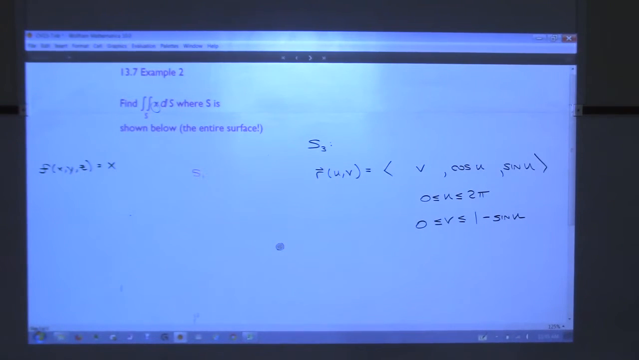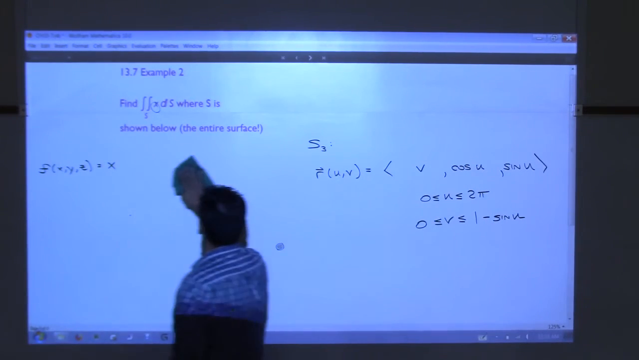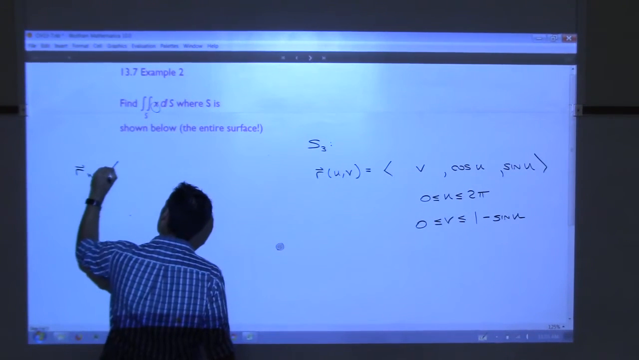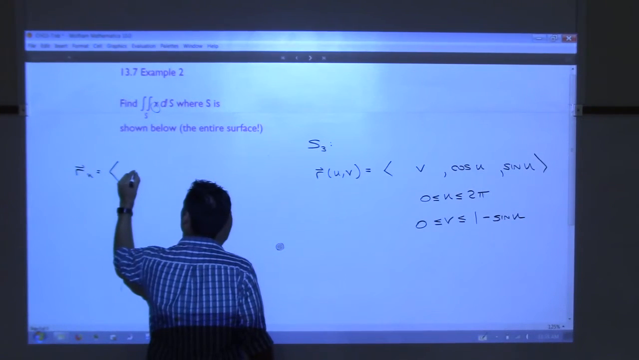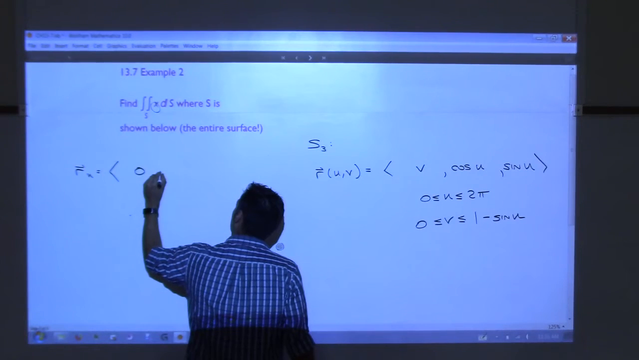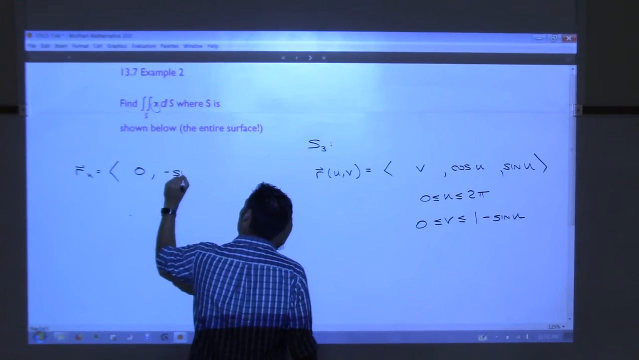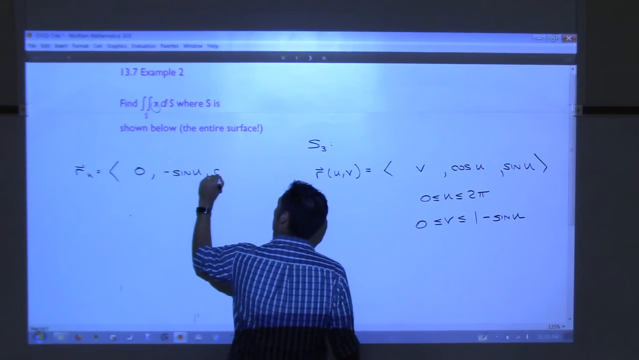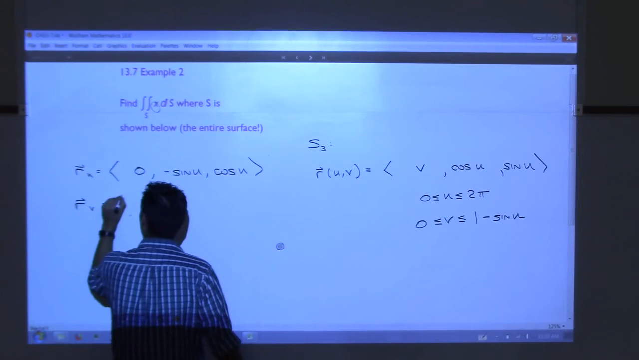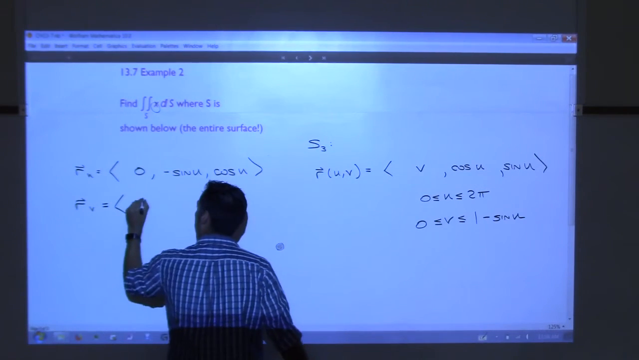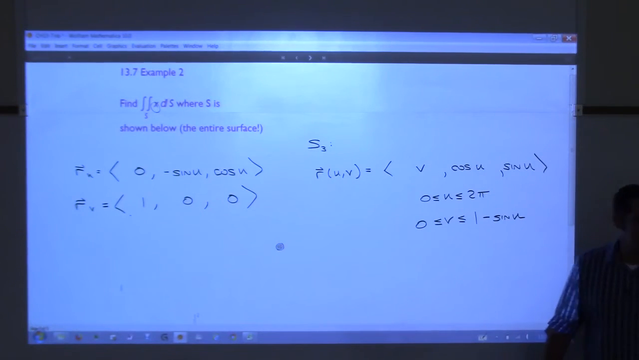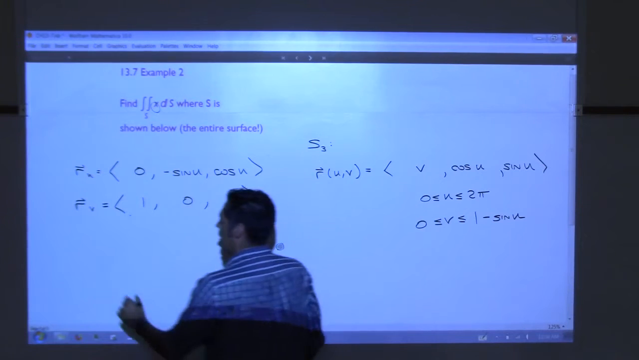Okay, partial of r with respect to u is a vector. The vector is 0, negative sine u, cosine u. Okay, good. And then partial of r with respect to v, which would be 1, 0, 0. Ooh, I like to see all these zeros because I'm about to cross it. Okay, the cross product.